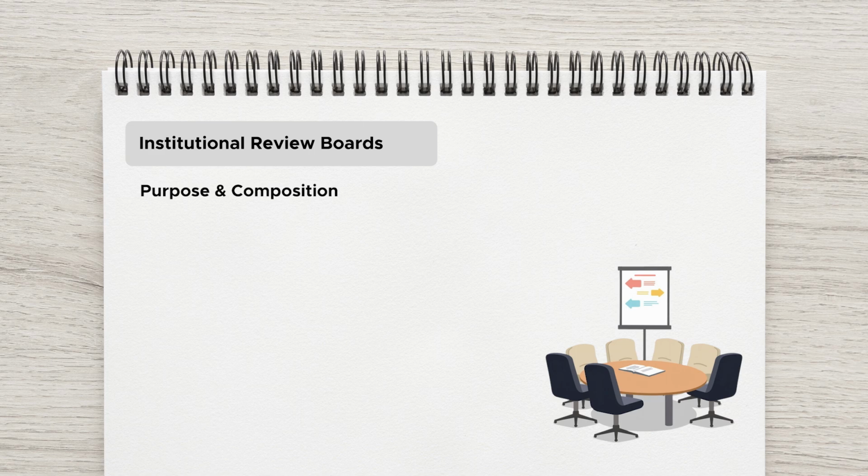It is also useful for researchers to understand how the institutional review boards are formed so that you as a researcher are better able to approach the institutional review board with your research question and the ethics protocol. First and foremost, what is the purpose and composition of the IRBs? The IRBs are supposed to protect human subjects from harm.